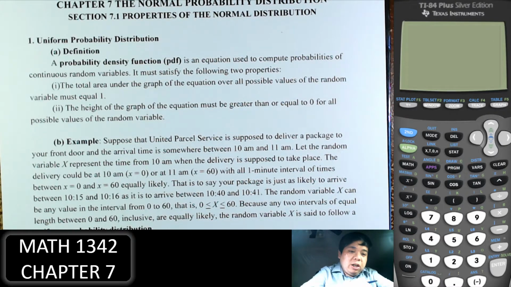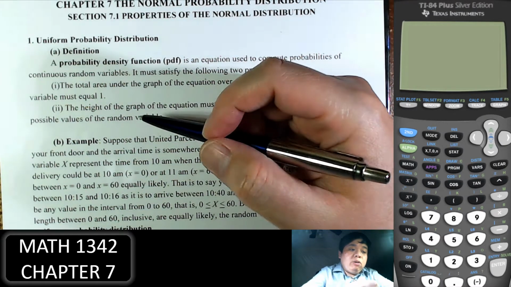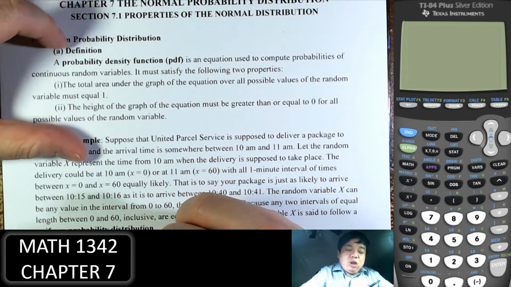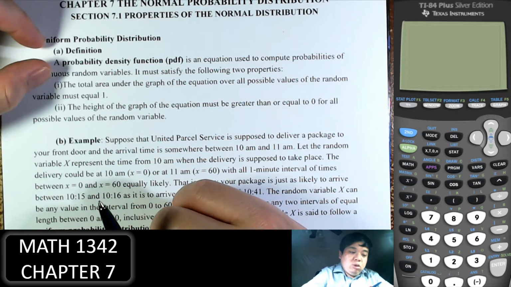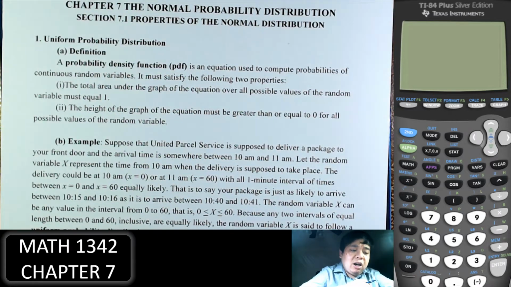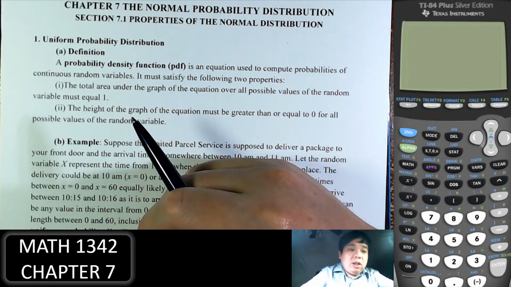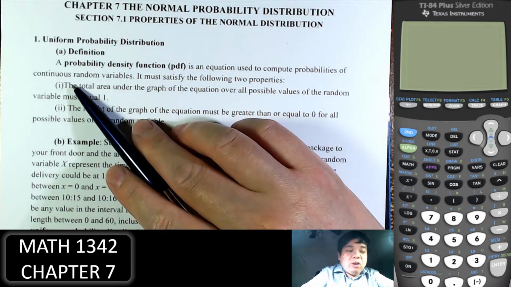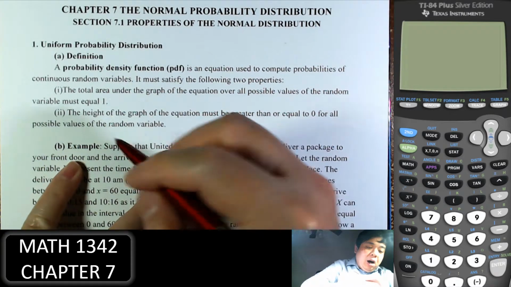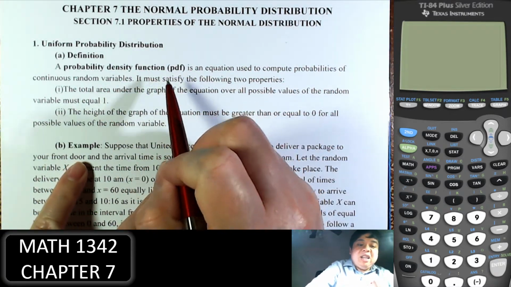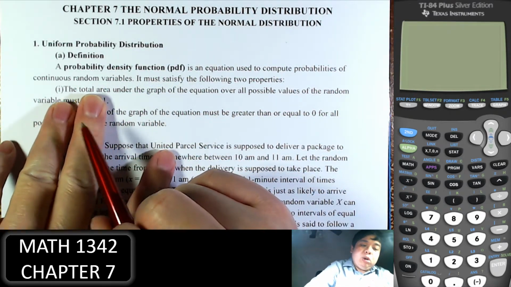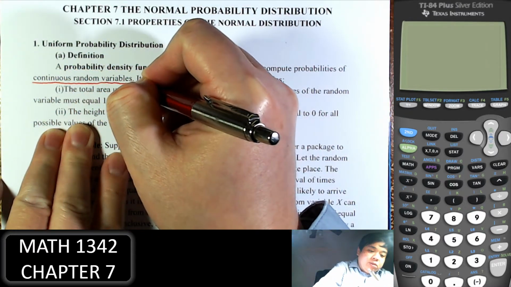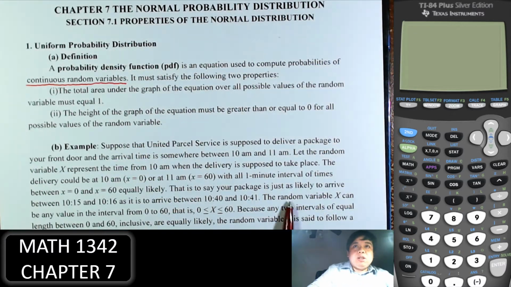Before we get to normal distribution, we look at the fundamental probability distribution, the uniform probability distribution, just to get the idea of what the probability distribution will look like for a continuous random variable. So, the probability density function, PDF, is the equation used to compute the probability of a continuous random variable. So now we focus on continuous random variables.